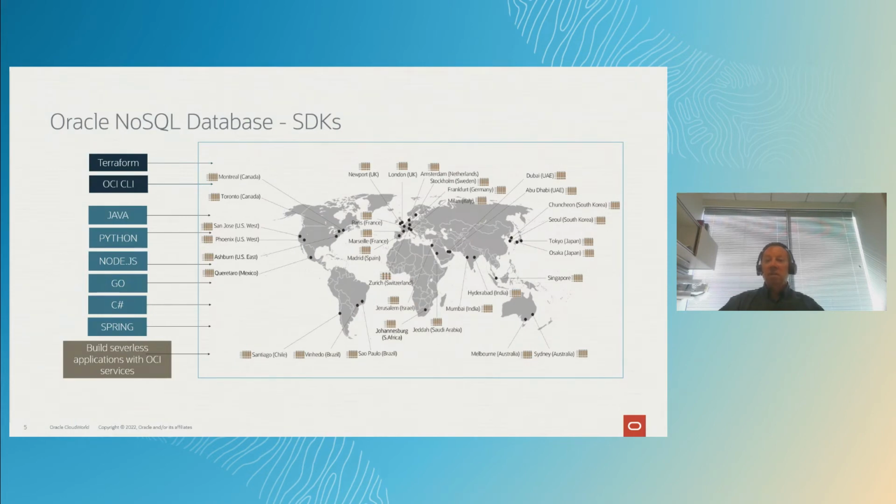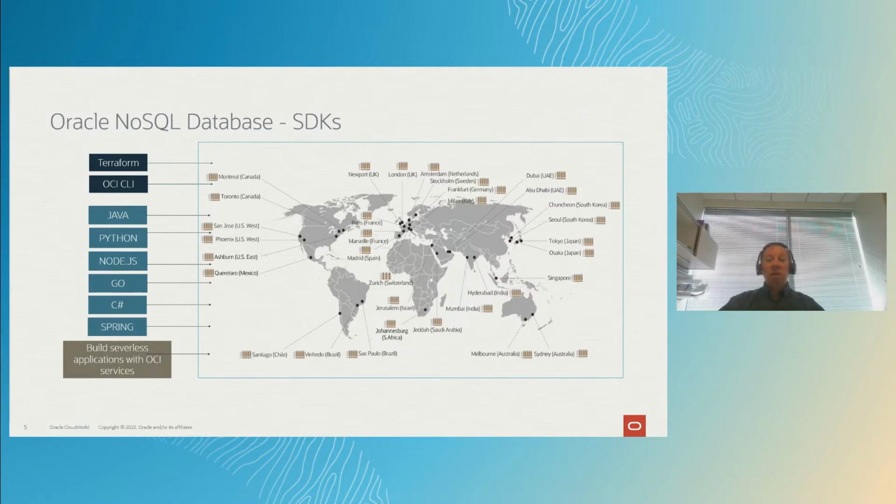On the right-hand side of the screen, we show our current OCI map. Presently, NoSQL is live in 33 regions throughout the world, and the number is constantly growing. On the left-hand side, we show the different languages that are available for the NoSQL SDKs. We have SDKs in all the major languages. We have Java, Python, Node.js, Go, C#, and Spring, which is our framework.